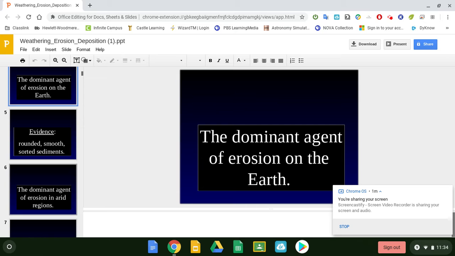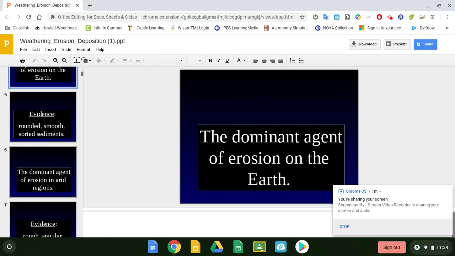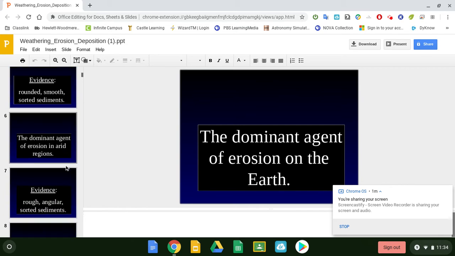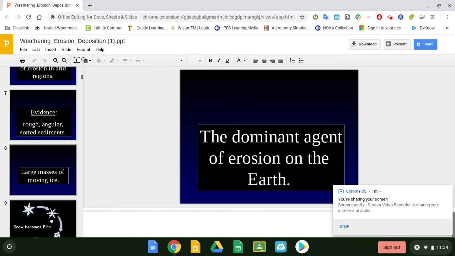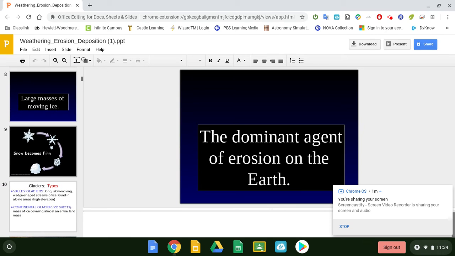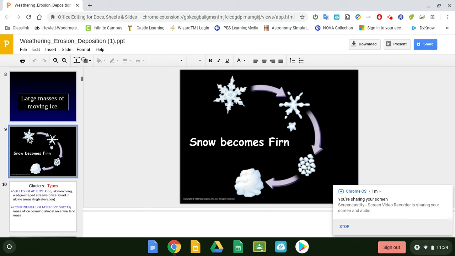All right. The dominant agent of erosion in arid, meaning dry, areas is wind. Evidence of that is rough, angular, sorted sediment. I'm going fast through this because we're going to be doing more of that later on. What we're going to really be starting with today is glaciers. Okay, glaciers are large masses of moving ice. Now, a glacier forms from snow that gets squeezed together and becomes what we call firn.